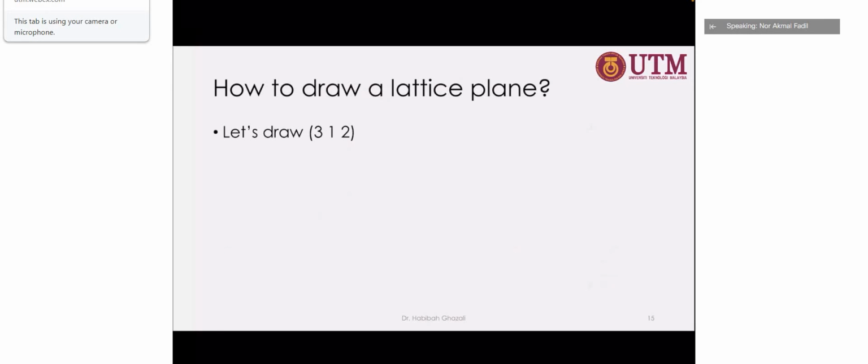All right. Now it is opposite. You have the index value of the Miller index and you need to draw the planes. So how to do this? Okay, let's say we have 3, 1, 2. I think it's very simple.